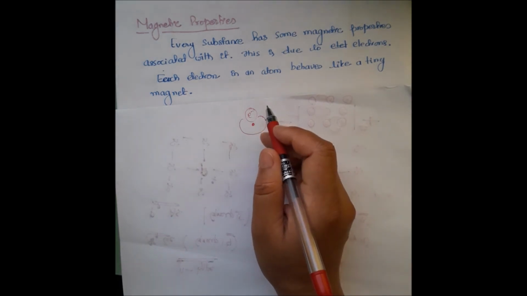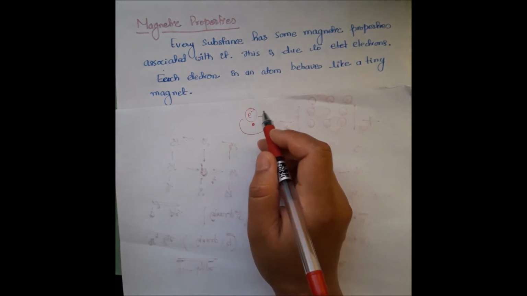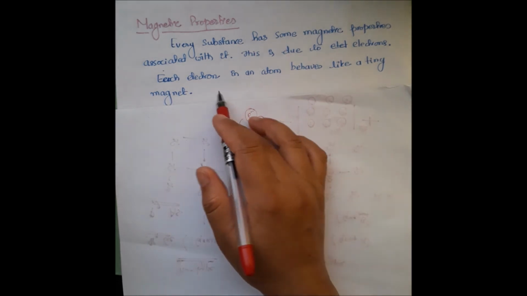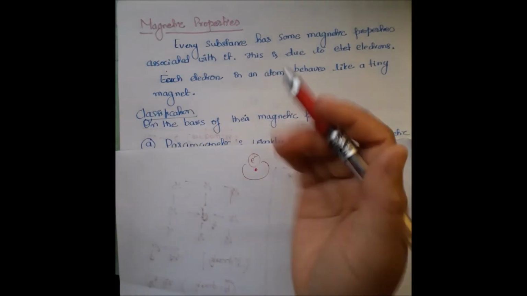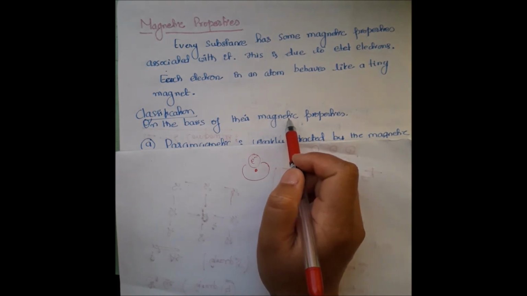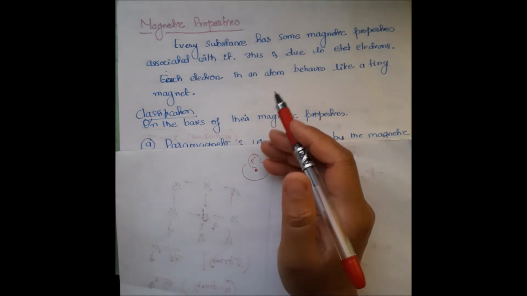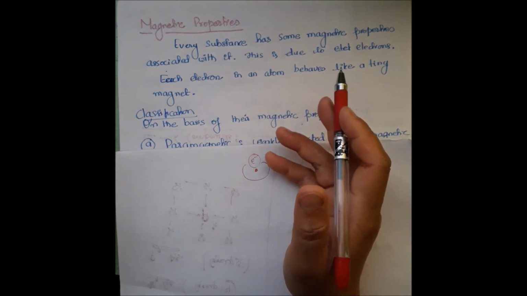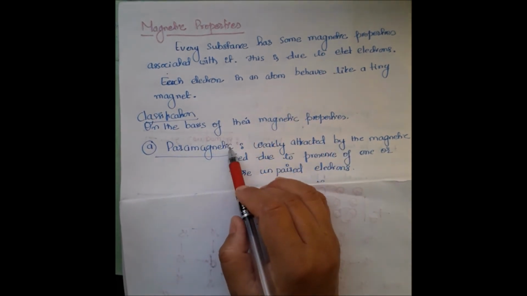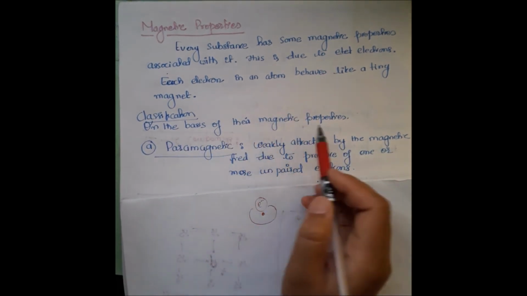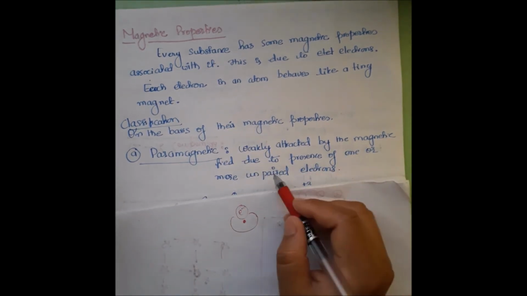So there is a spin magnetic moment and an orbital magnetic moment. That means all your electrons behave like tiny magnets. On the basis of their magnetic property, substances are classified as paramagnetic, diamagnetic, ferromagnetic, antiferromagnetic and ferrimagnetic. First we'll talk about paramagnetic. Paramagnetic substances are weakly attracted to a magnetic field due to the presence of one or more unpaired electrons.